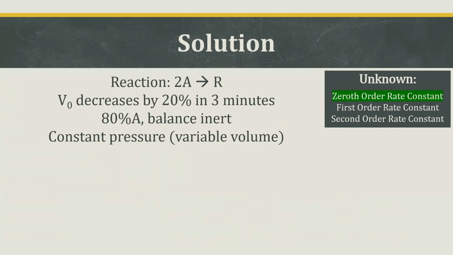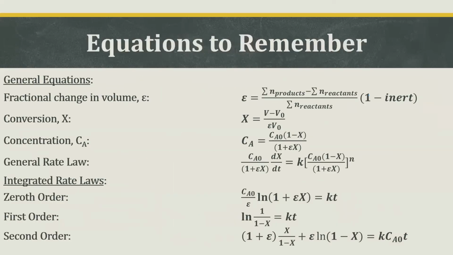So we can assume that the remaining component is or are inerts. Okay. And then again, it's a constant pressure reactor, so we can assume that only the volume is being varied. Okay. So we solve first for the zeroth order rate constant. If we go back, these are our equations for the integrated rate laws. So we will use these.